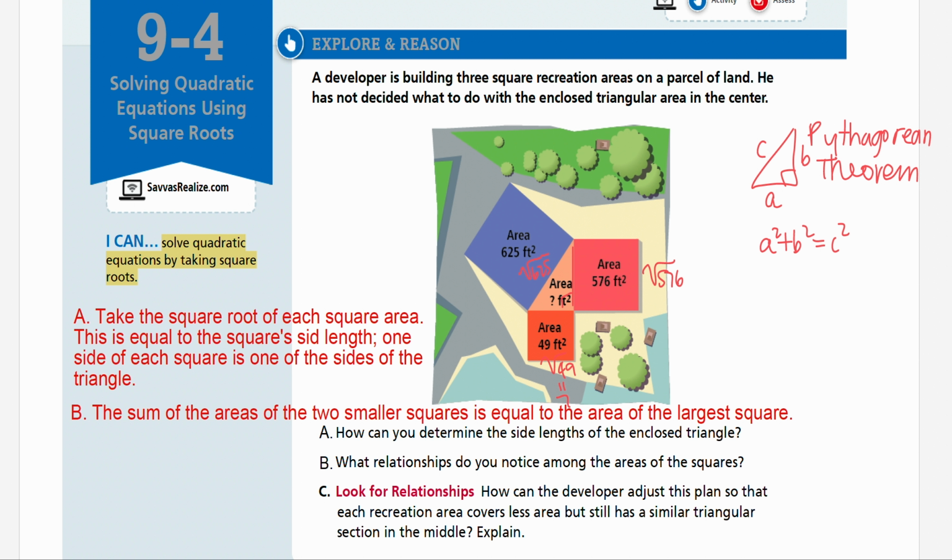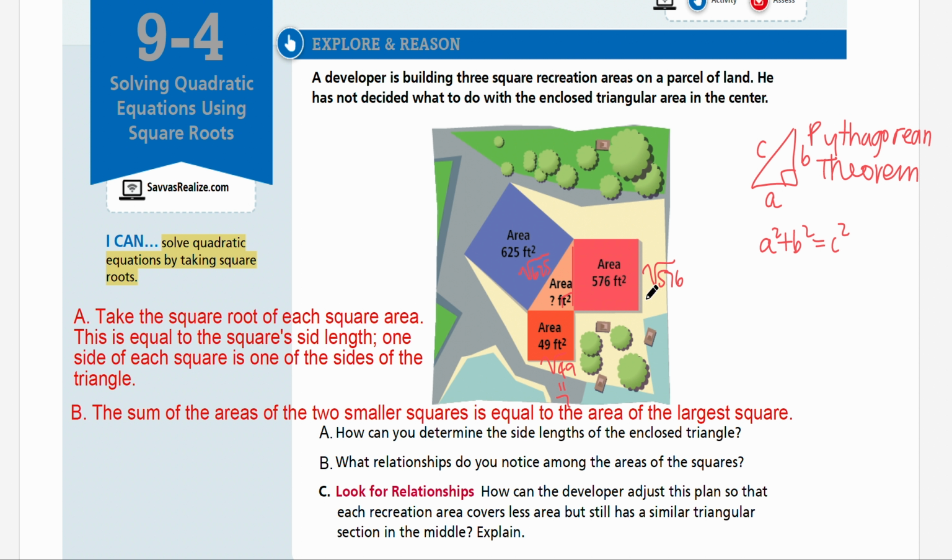So part C, how can the developer adjust this plan so that each recreation area covers less area, but still has a similar triangular section in the middle? How could we adjust this, right? Yeah, so maybe if you move the squares, maybe it would be different, but the sides are gonna be the same. So if you're gonna enclose this triangular area with all these squares, then the area has to be the same.